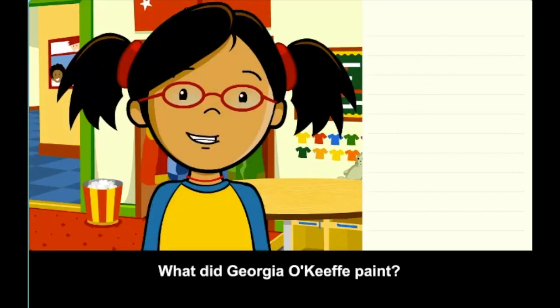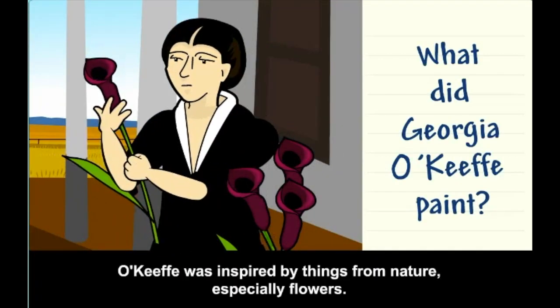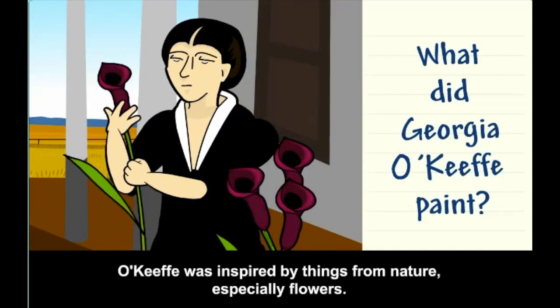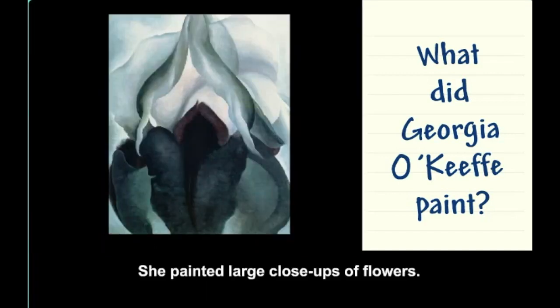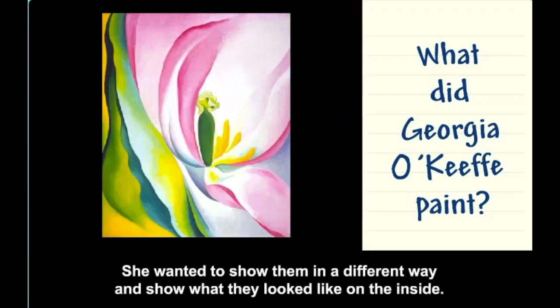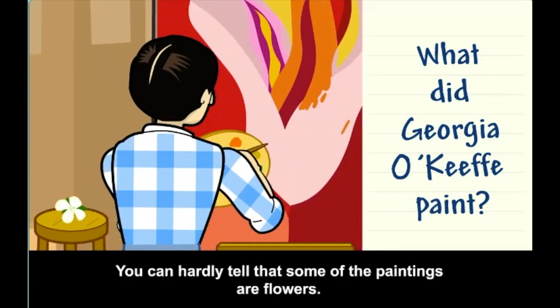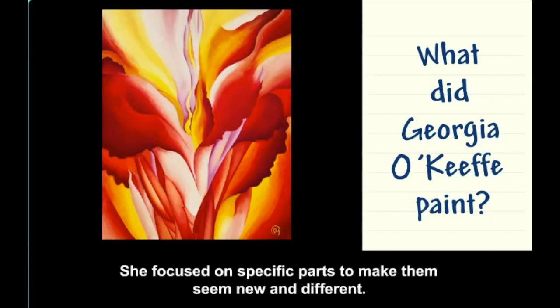What did Georgia O'Keeffe paint? O'Keeffe was inspired by things from nature, especially flowers. She painted large close-ups of flowers. She wanted to show them in a different way and show what they looked like on the inside. You can hardly tell that some of the paintings are flowers. She focused on specific parts to make them seem new and different.